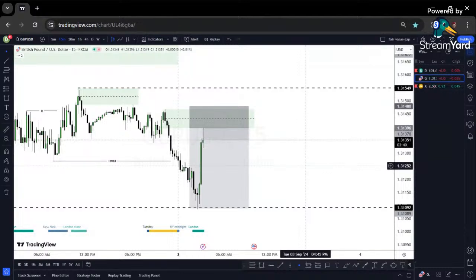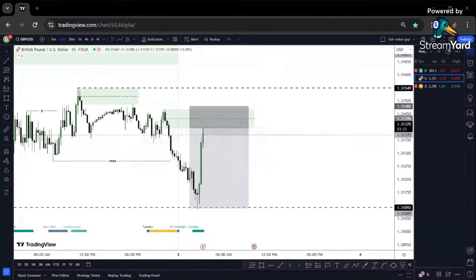GBP USD sell. That's what I'm looking at right now. I don't want to jump into this trade and have drawdown. No, we'll have to wait for it. Oh my bad. Oh, it would have activated. It's my bad.